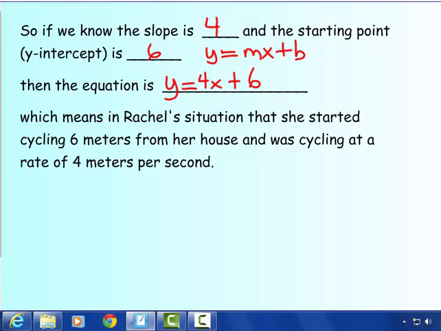That is the function form of a linear equation, which means in Rachel's situation that she started cycling 6 meters from her house, and she was cycling at a rate of 4 meters per second. So that's her rate of change, her delta y over her delta x.